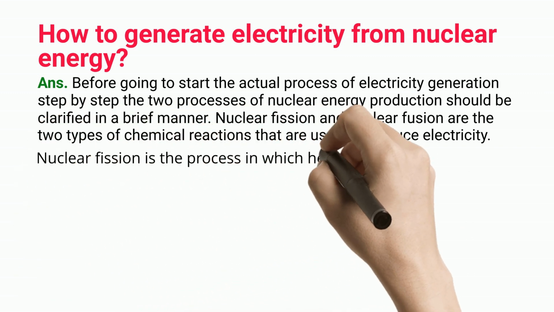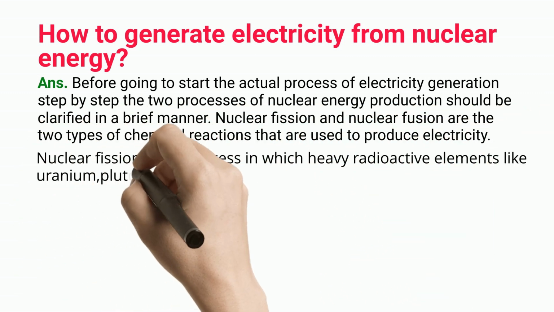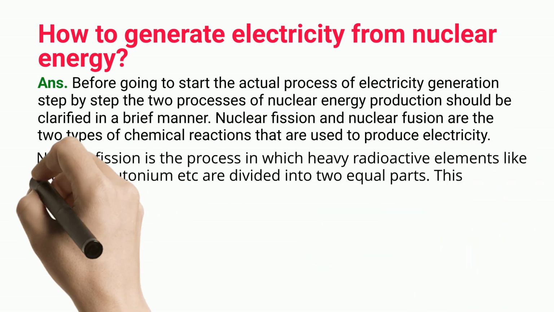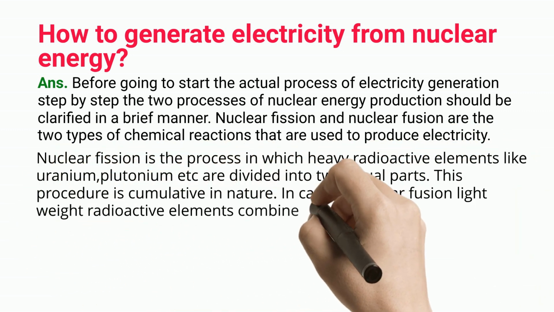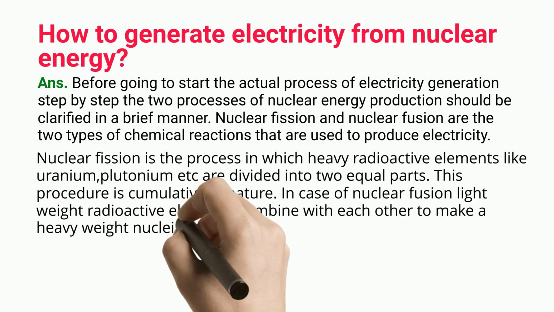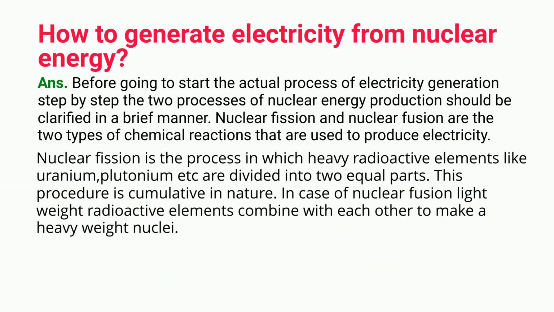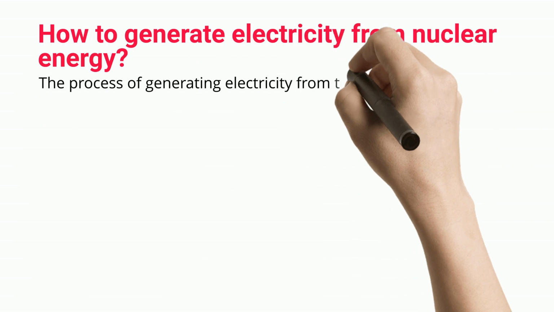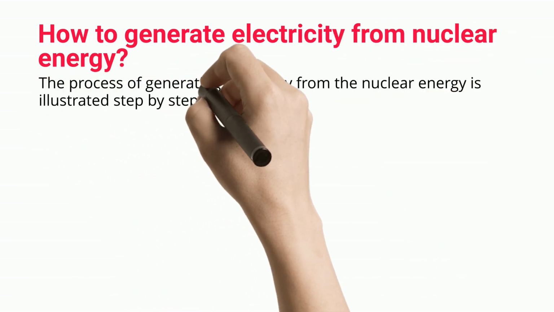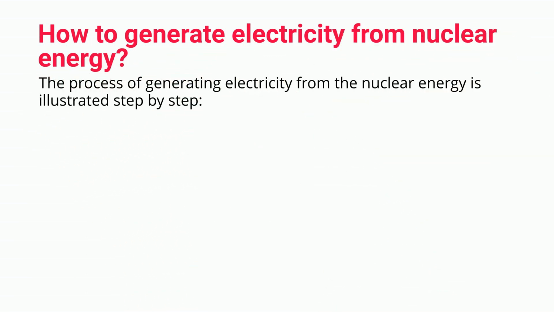Nuclear fission is the process in which heavy radioactive elements like uranium, plutonium, etc. are divided into two equal parts. This procedure is cumulative in nature. In case of nuclear fusion, lightweight radioactive elements combine with each other to make a heavyweight nuclei. The process of generating electricity from the nuclear energy is illustrated step by step.